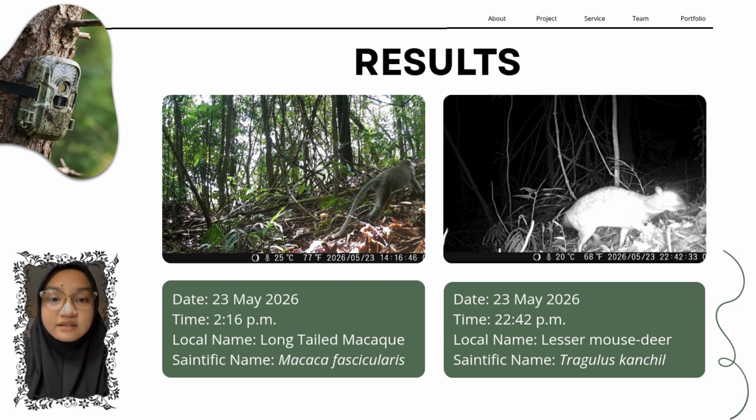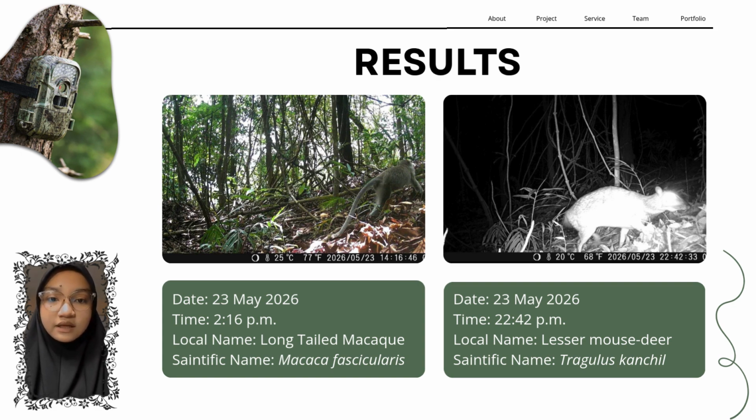Next, I will present the results obtained from the camera trap survey. The camera trap was deployed from 20 May until 24 May, and during this period, no animal was detected on 20th, 21st, 22nd, and 24th May. However, on 23rd May 2026 at 2:16 p.m., the camera successfully captured a long-tailed macaque, or its scientific name is Macaca fascicularis, and this animal is commonly found in Malaysian forests and usually active during the daytime.